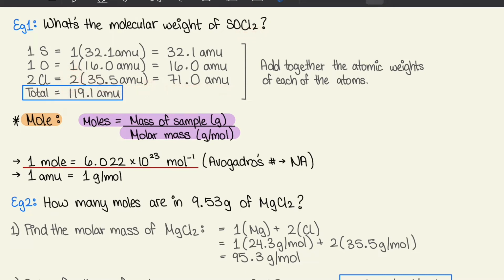And we're going to add all of that up. We're going to get 119.1 AMU, and that should be your final answer. So that's how you calculate the molecular weight.